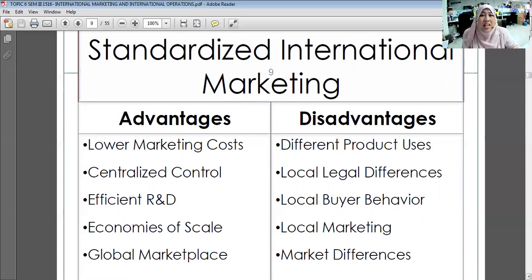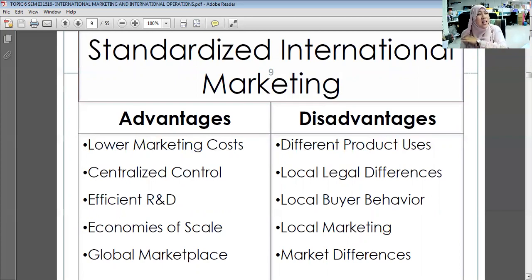And the third one, efficient R&D. Research and development will be more efficient and systematic because every country gets the same win-win situation. There will not be this country having something different, that country having something different. And the fourth one, we're talking about economies of scale. You want to remember what economies of scale is, as I told you before: you maximize the profit, you minimize the cost. So when you standardize, you don't need to focus on each of the continents of your target market.